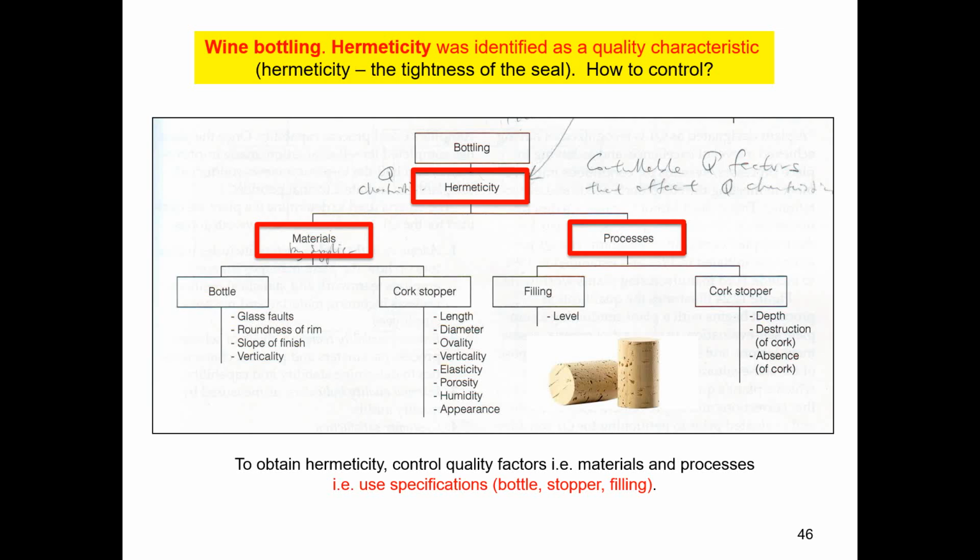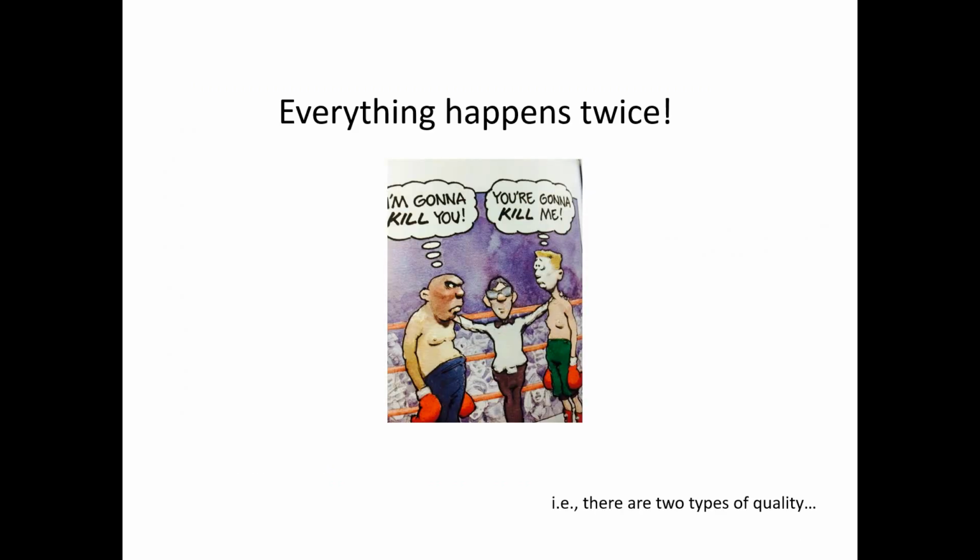The stopper, you're going to push the corks into the bottle, right? So there's going to be a depth. How deep the stopper is going into the bottle, whether there is any destruction or worse, absence of cork. So these are the specifications needed to control the process in order to obtain hermeticity, identified as the quality characteristic. Okay, before we go any further, I want you to consider this.